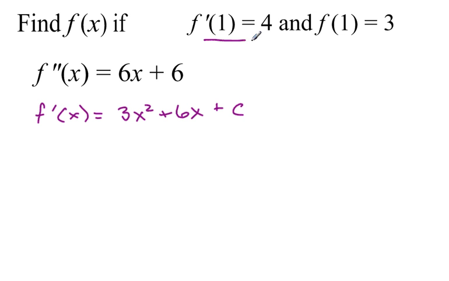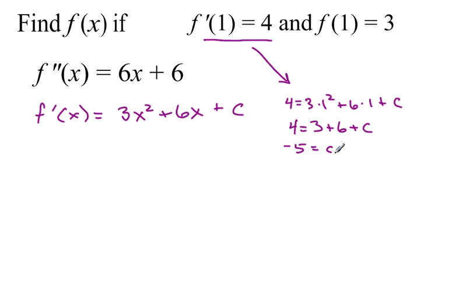And then I'm going to use this first condition right here to find that c. So I've got 4 equals 3 times 1 squared plus 6 times 1 plus c. So 4 equals 3 plus 6 plus c. Looks like 4 minus 9, or negative 5, equals c. So I rewrite my function, f prime of x equals 3x squared plus 6x minus 5.